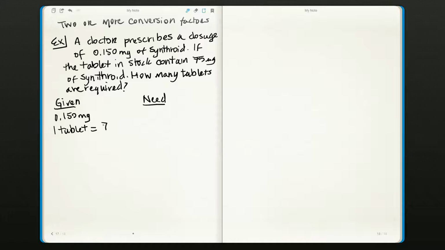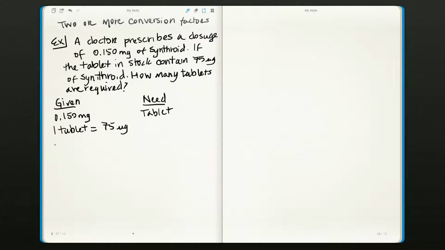equals 75 micrograms. So they gave you an equality in the problem. Make sure when you guys read the problems that you look for equalities. So if the tablet in the stock contains 75 micrograms of Synthroid, that is the equality. One tablet equals 75 micrograms. Okay, so now what we need is how many tablets whoever is getting this prescription would need to take in order to get that 0.150 milligrams of the Synthroid.